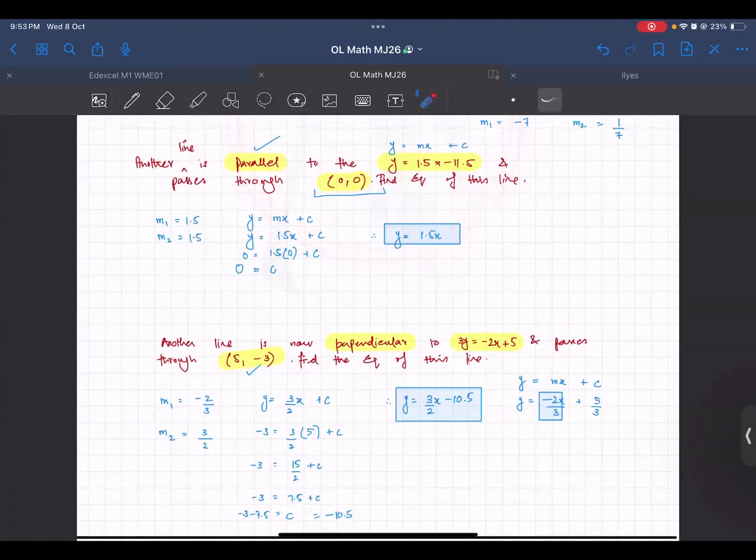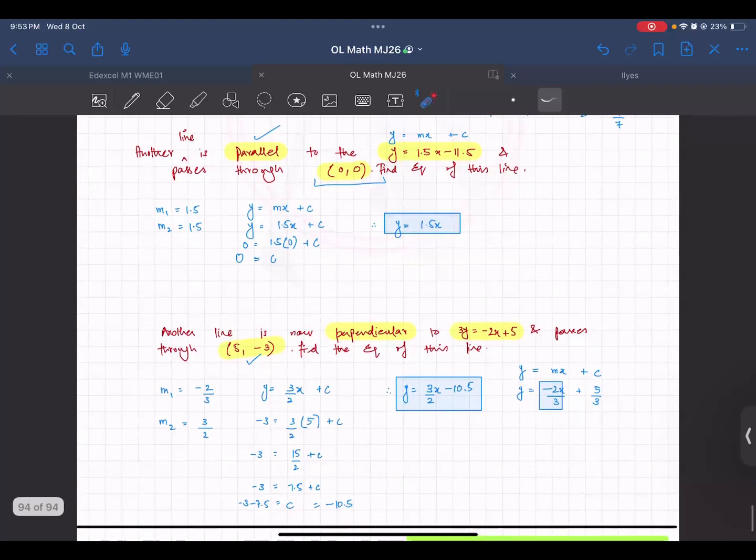Because I'm going to give you the homework on this one. You will have so many questions on this thing. They will give you one line, they will tell you that there's another line which is parallel or perpendicular, and then do the work and everything.